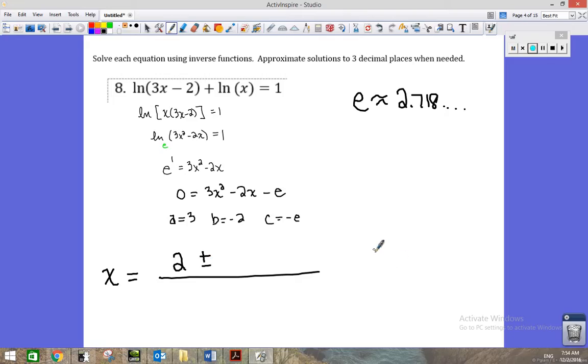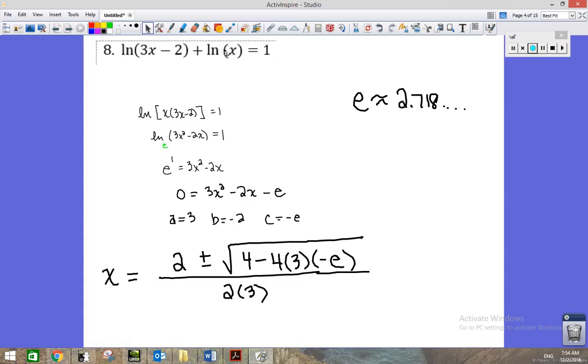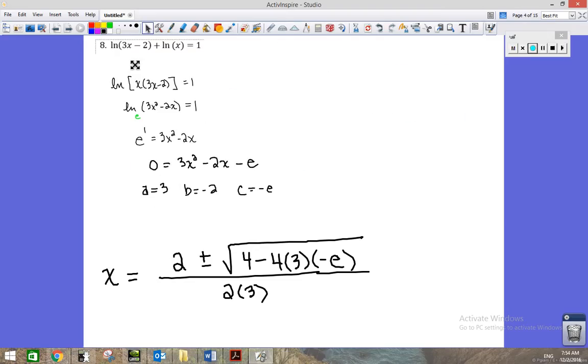We have two solutions, but because of the symmetry involved, we can write plus and minus the square root of b squared. Well, (-2) squared is +4, minus 4 times a, which is 3, times c, which is this -e. All right. Now, the denominator is 2 times a, so I have 2 times 3. So let's see if we can simplify this. I'm going to give myself a little bit of room by shrinking things up and moving this up.